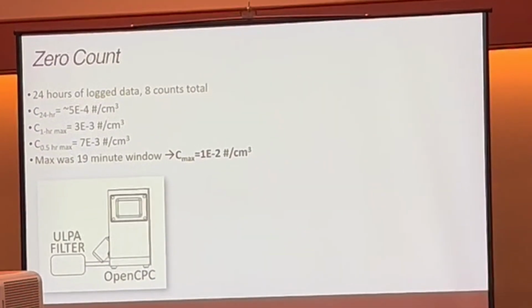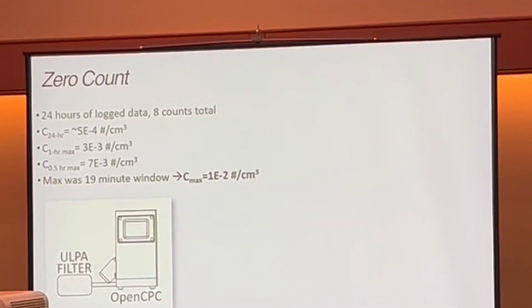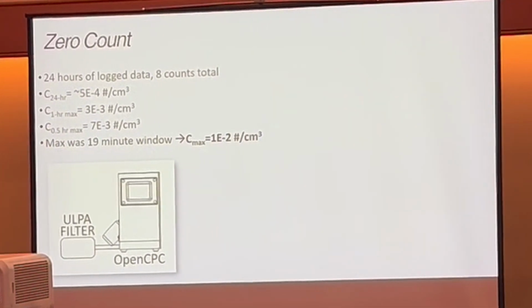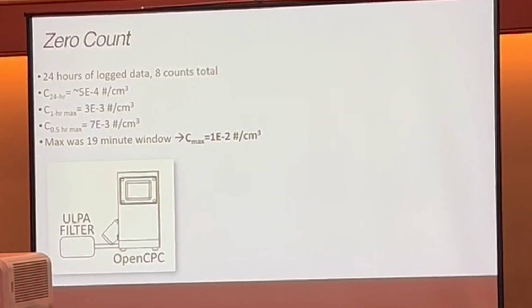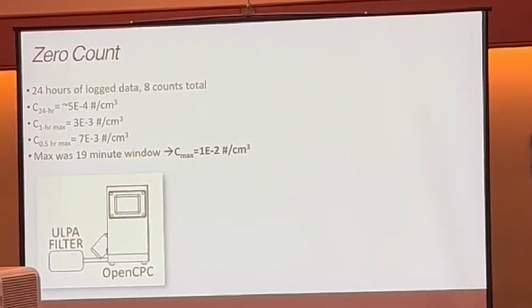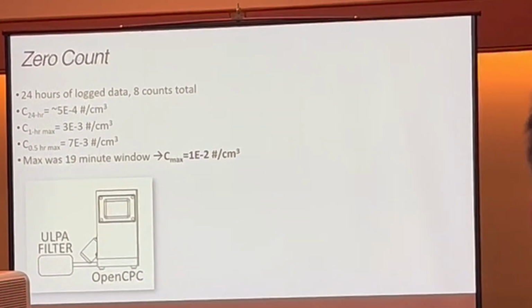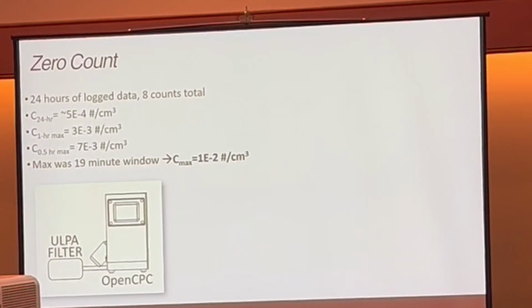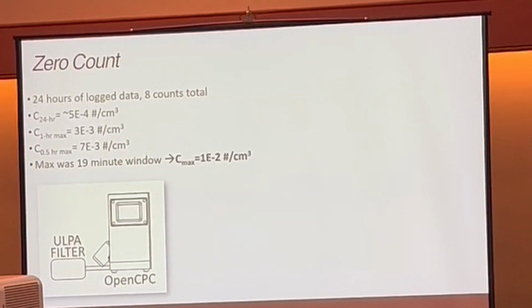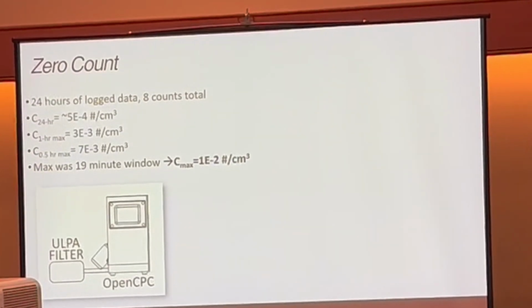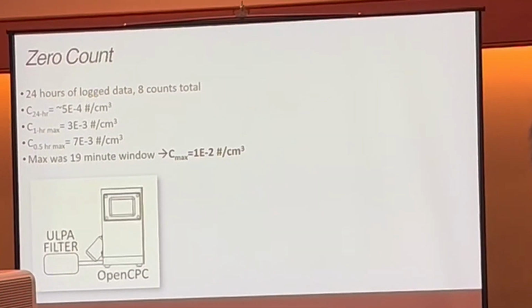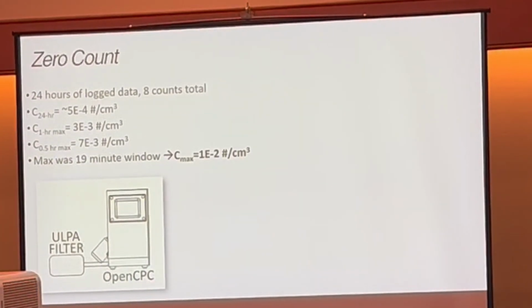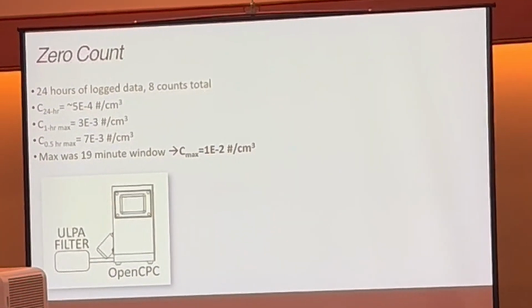Zero count is another important part of CPCs. Are you counting real stuff or are you making particles? So we just hooked an ULPA filter to the OpenCPC and operated it for 24 hours continuously. For the 24-hour average, we ended up with 5 times 10 to the minus 4. There was a region of some counts, so if we look at the worst case conditions, we saw in 1 hour, 3 times 10 to the minus 3, in a half hour increment, 7 times 10 to the minus 3. And the worst case was this narrow 19-minute window, where we're at 1 times 10 to the minus 2 on a zero count.